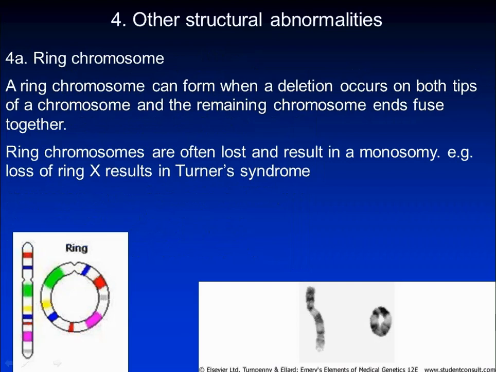For other structural abnormalities, I'm going to show you ring chromosome and isochromosome. Typically, a ring chromosome forms when deletion occurs on both tips of a chromosome and the remaining chromosome ends fuse together like this. Ring chromosomes are often lost and result in a monosomy. For example, loss of ring X results in Turner syndrome.